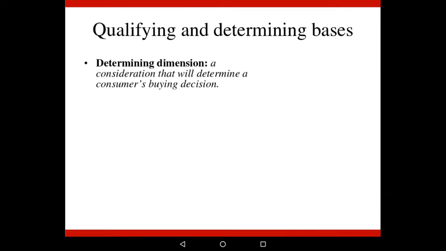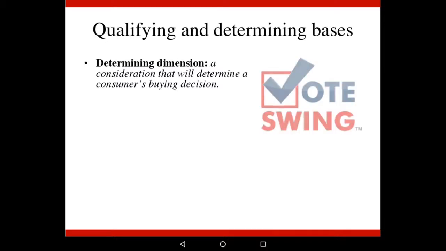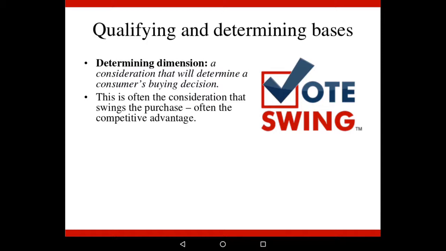And then we have a determining dimension. This is now not from the company side, but from the consumer's side. This is a consideration that will determine a consumer's buying decision. So this is often the consideration that swings the purchase. It's the competitive advantage of the product. It is what encourages the consumer to buy that specific product.